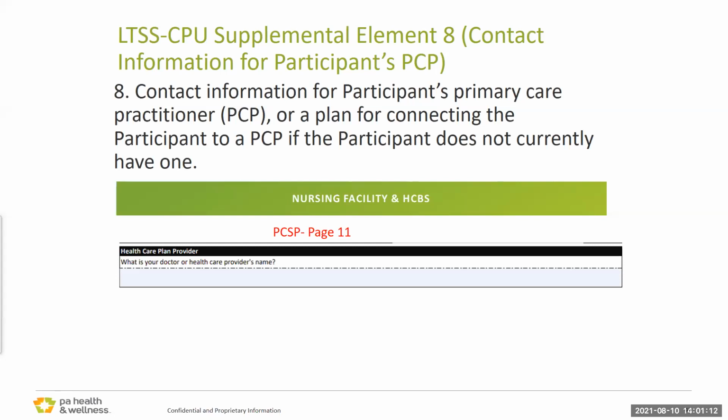So the element is contact information for the participant's PCP. It's important that we put down the contact information for the participant's primary care practitioner, or a plan for connecting the participant to a PCP if the participant does not currently have one. In the PCSP page 11, it does say, what is your doctor or health provider's name? Well, that's a perfect place to put it. And then it would really be important, if they say that they do not have one at that time, that you are planning on connecting them to a PCP in the community and helping them through that process.